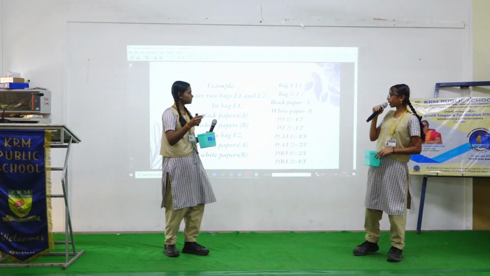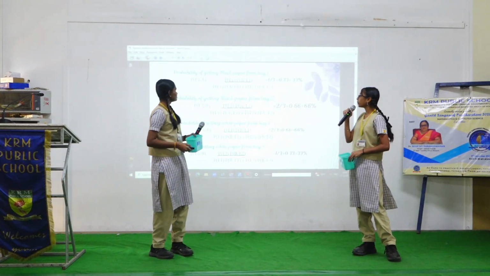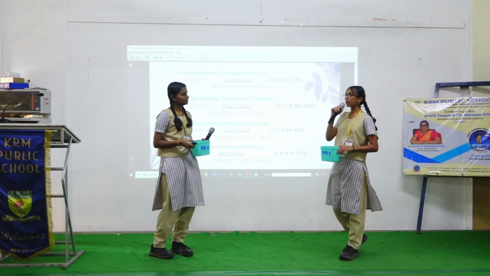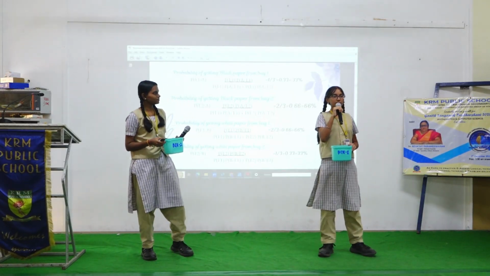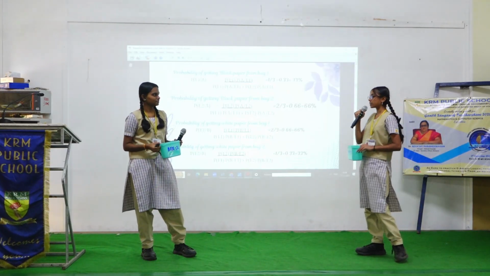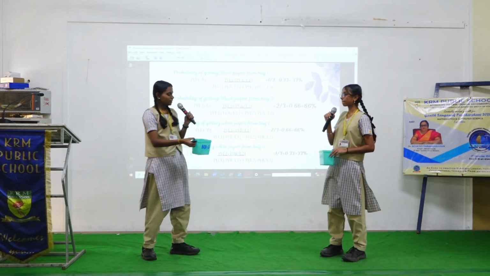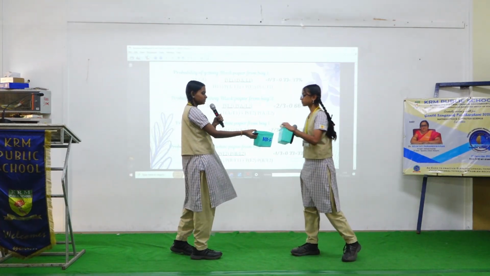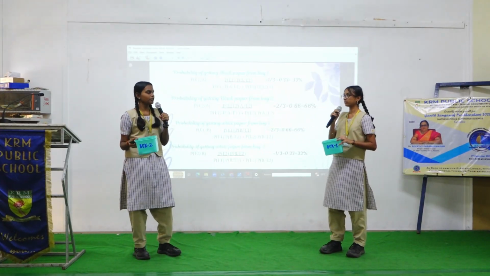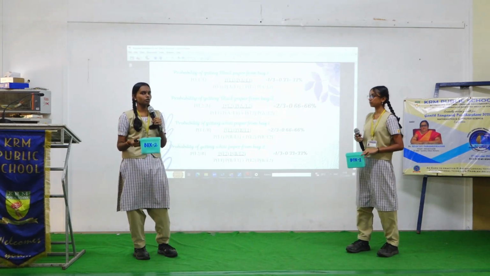If we apply all these data into the Bayes theorem formula, we get that the probability of getting a white paper from box 1 is more, at 66%, than that of getting a black paper, which is 33%, and vice versa from box 2. Tarika, can you select a paper from box 2? And as we expected, we got a black paper, as the probability of getting a black paper from box 2 was more, by 66%.